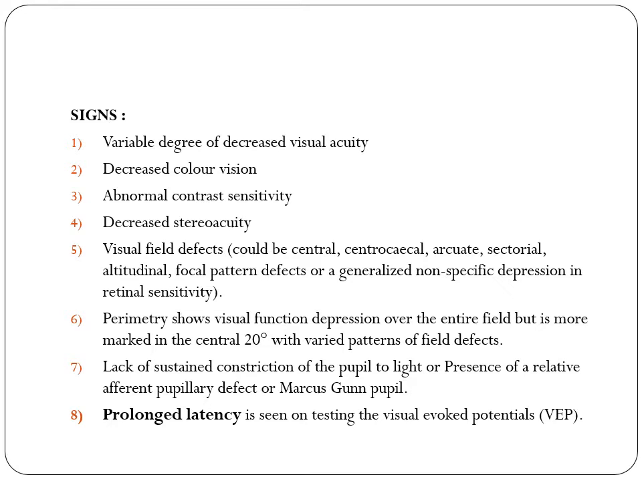Perimetry shows visual function depression over the entire field, more marked in the central 20°, with varied patterns of field defects. Lack of sustained constriction of the pupil to light, or presence of relative afferent pupillary defect or Marcus-Gunn pupil, is the characteristic of optic neuritis. RAPD type of pupillary defect or Marcus-Gunn pupil is pathognomonic of optic neuritis.